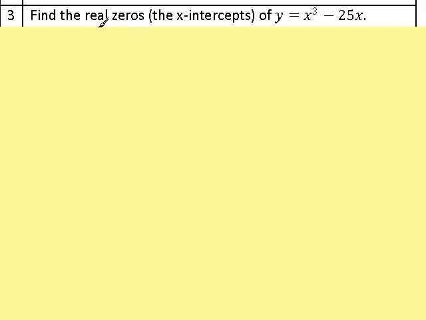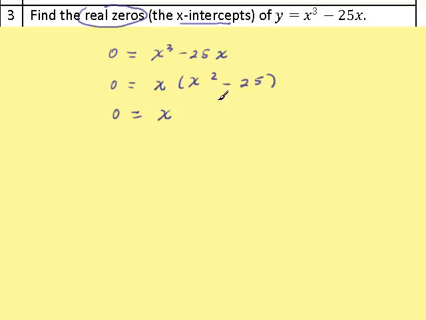Number 3, we want to find the real zeros, which is the same as x-intercepts. So basically we set y equal to 0, or set this equal to 0 and solve. So we have 0 equals x cubed minus 25x. This is easy to factor, so we'll just pull out an x, and we get x times x squared minus 25, and then we'll factor this x squared minus 25. It's a difference of 2 squares, so that would be x plus 5 times x minus 5.